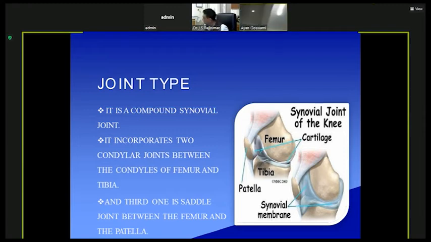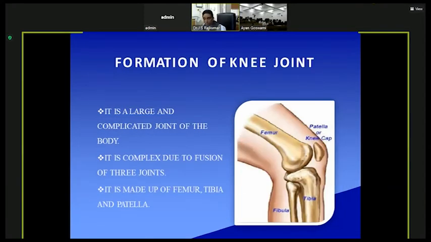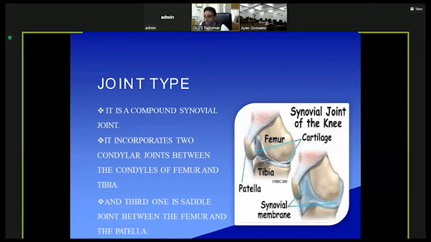Joint types. Okay. Now I'm going to go backwards. Can you see this? Yes, sir. Now you can see formation of knee joint. Yes, sir. And you can hear me. So let's not waste any more time. Just be around me. Okay, students, sorry about that small interruption.